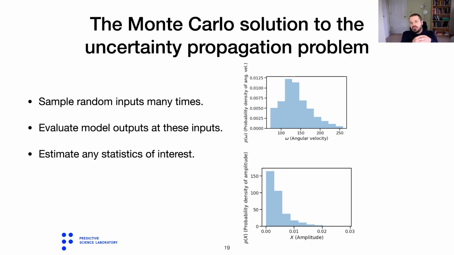For example, here you see a histogram of the angular velocity omega, and you see a histogram of the amplitude of the oscillation x. And these histograms represent your uncertainty about these 2 quantities as induced by your uncertainty about the basic inputs of your model. So this is basically how your uncertainty about the basic inputs translated into uncertainty about derived quantities through propagation through the model.